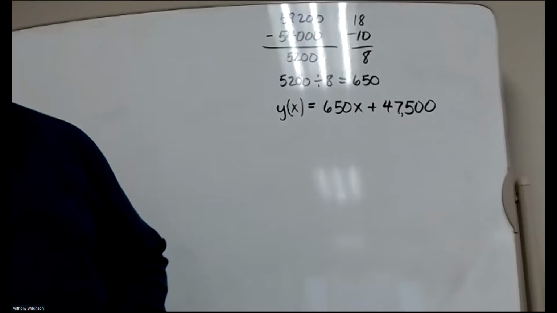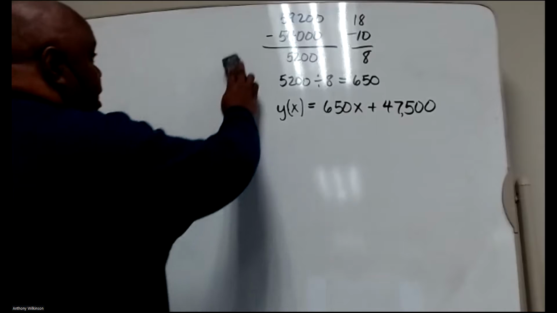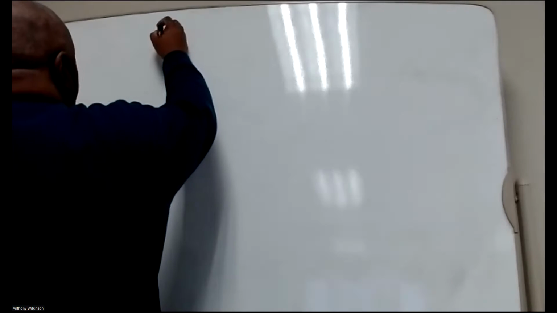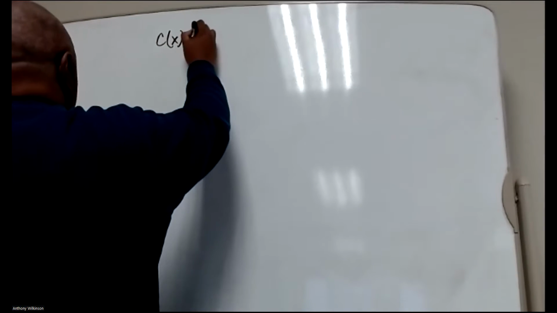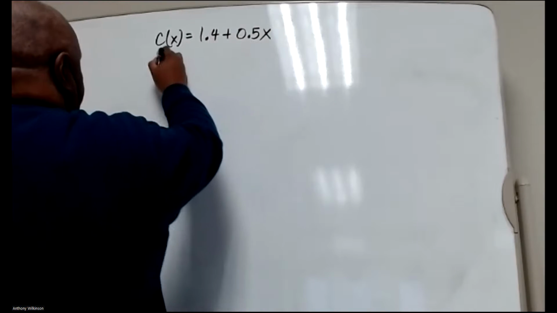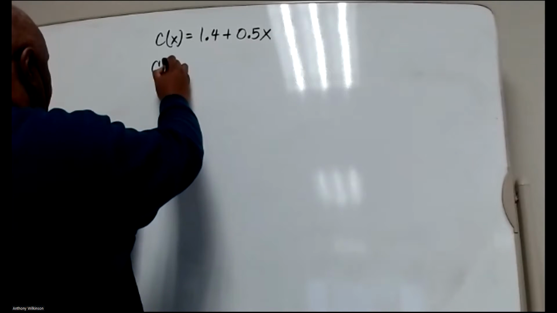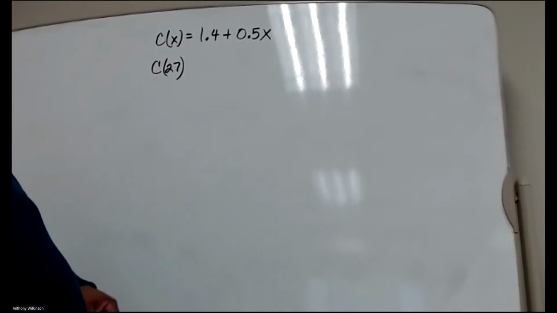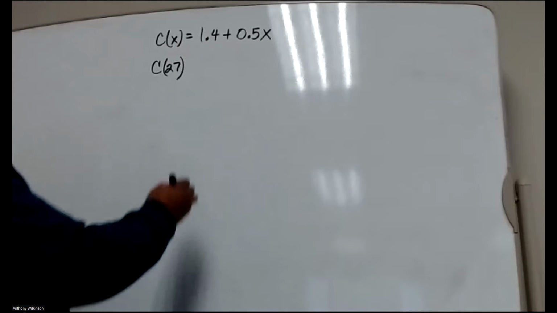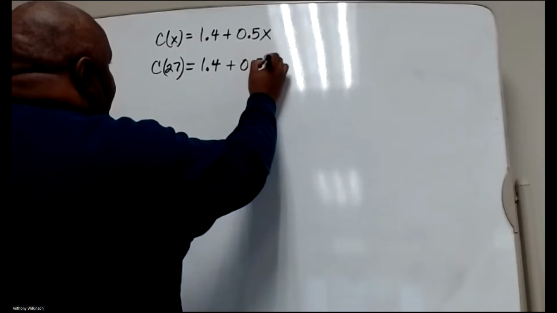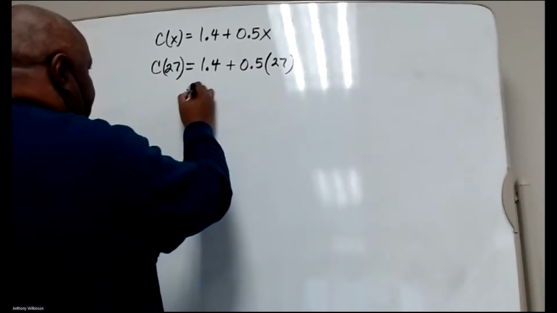Now that's just a direct substitution for this one. I'll come back to that previous example next class. But for this one, our function is C of X is equal to 1.4 plus 0.5X. So now for 27 miles, X is the number of miles. So we just simply replace the X in this function with 27. So this will be 1.4 plus 0.5 times X, which is 27.